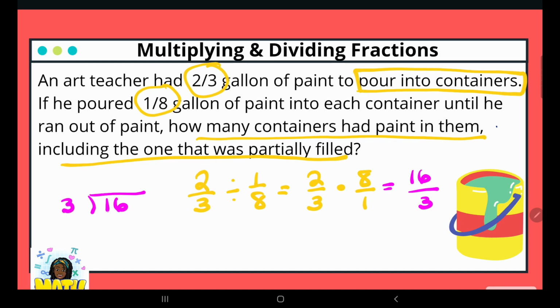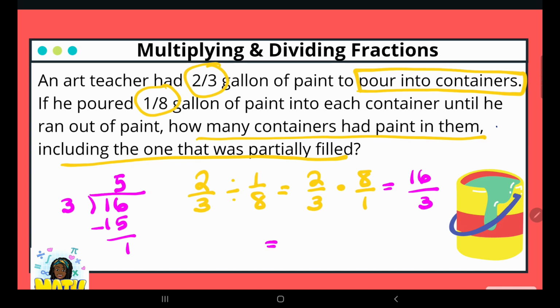3 cannot go into 1. However, 3 can go into 16. 3 goes into 16 5 times with a remainder of 1. So here I can do 5 full containers, and then 1 container is just going to have a little bit left in it. So how many containers had paint in them, including the one that was partially filled?